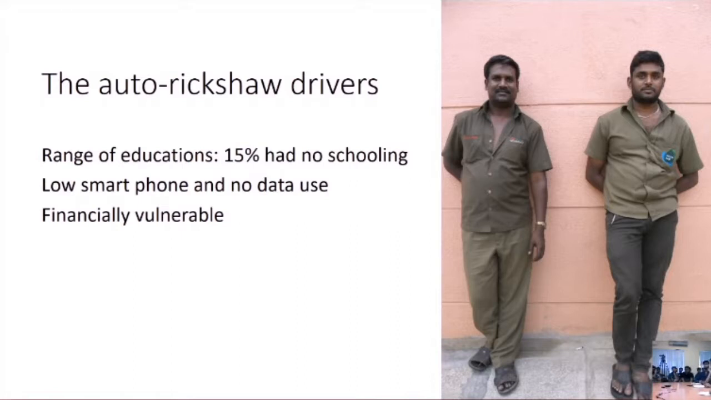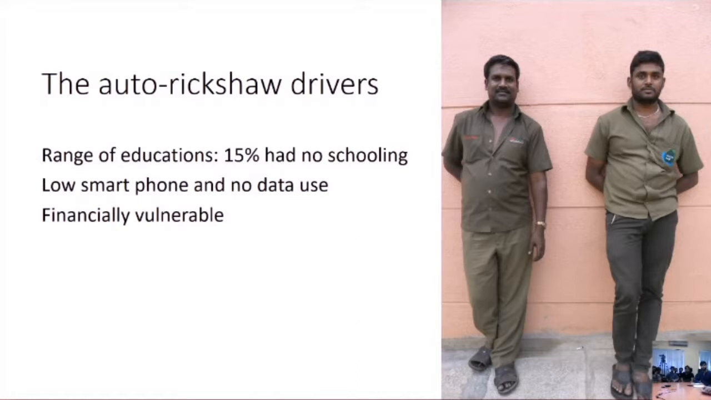Okay, so drivers have a range of education. About 15% had no schooling, and typically that means they can't read and write. At the time of the study, very few drivers had smartphones and none had data, and we classify them as financially vulnerable. They earn about 600 to 800 rupees a day, but variability is high. Only a quarter had any savings at all.